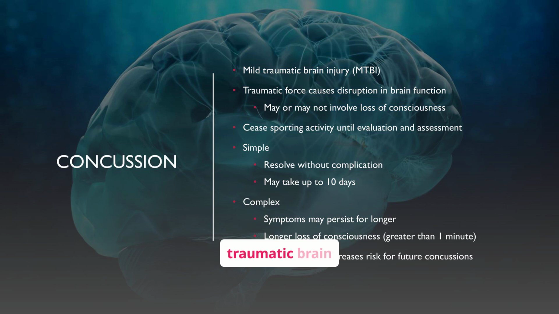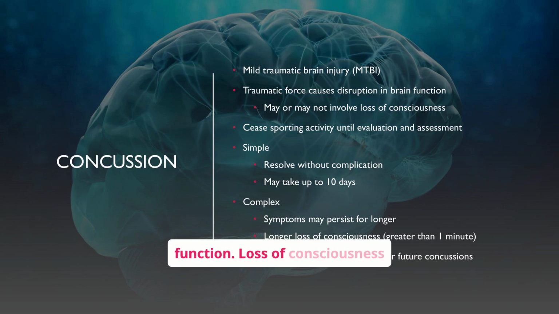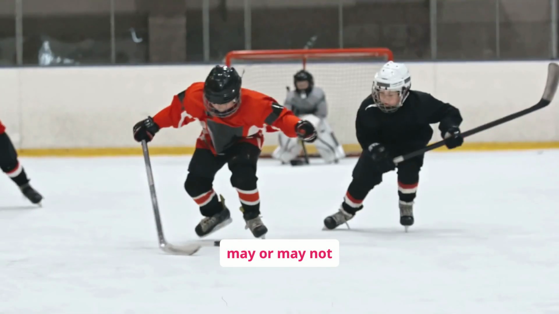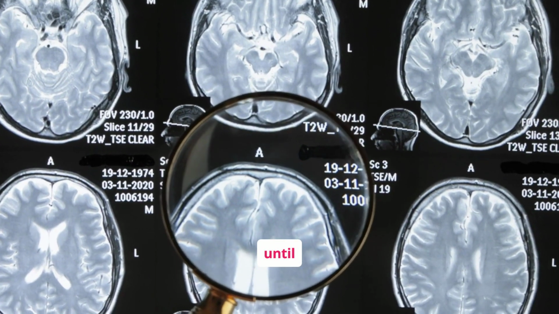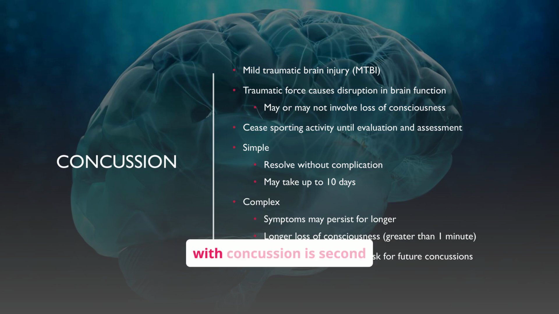Concussions are mild traumatic brain injuries. They result from traumatic forces that disrupt brain function. Loss of consciousness may or may not occur. It's crucial to cease sporting activity until evaluation. One of the biggest risks with concussion is second impact syndrome, getting another head injury before fully recovering. This can be fatal or cause permanent brain damage.